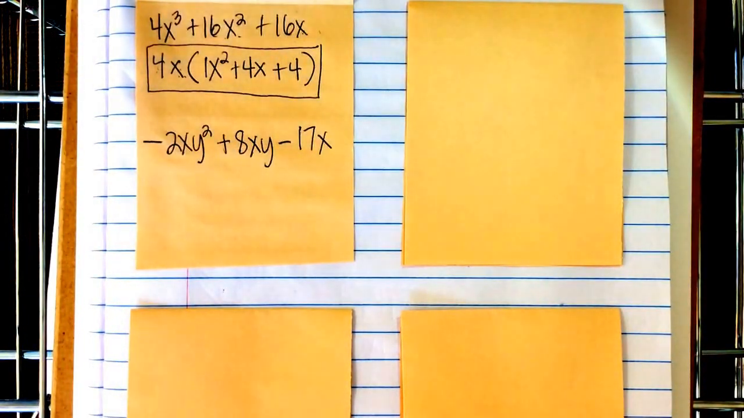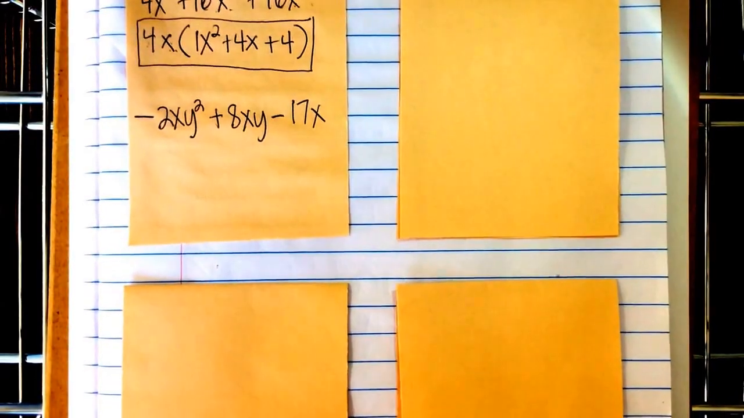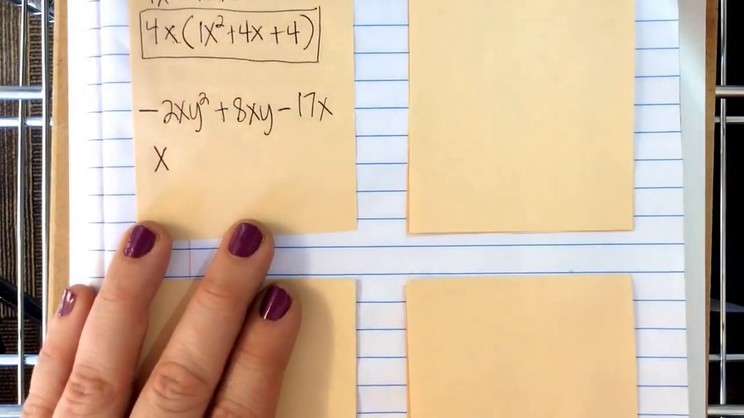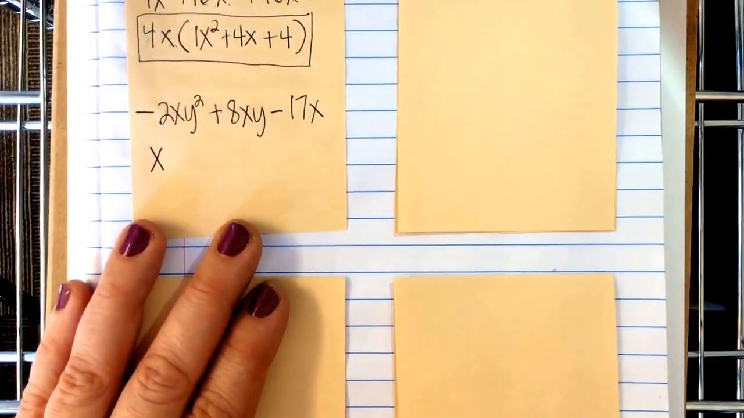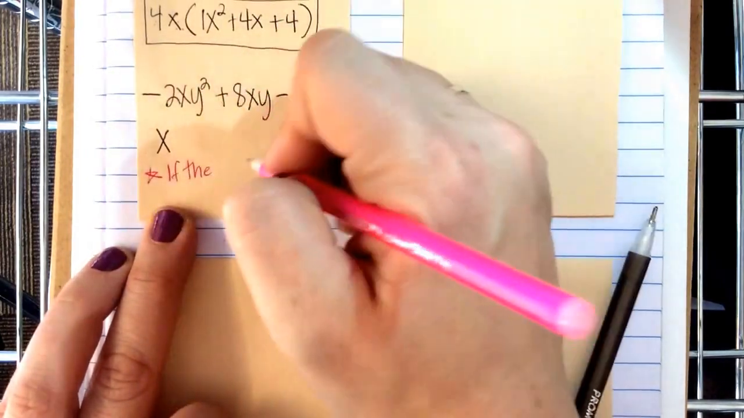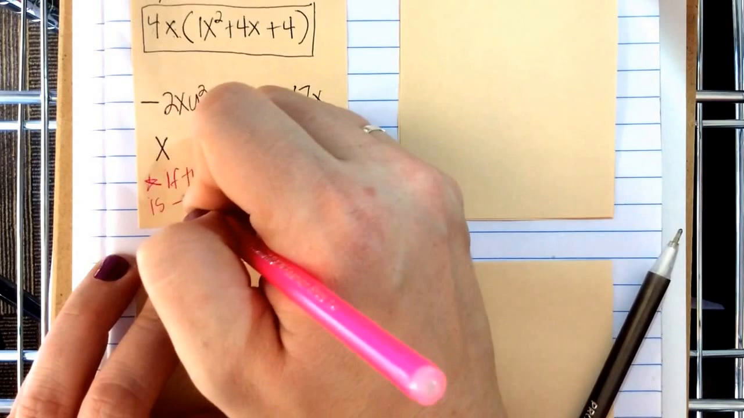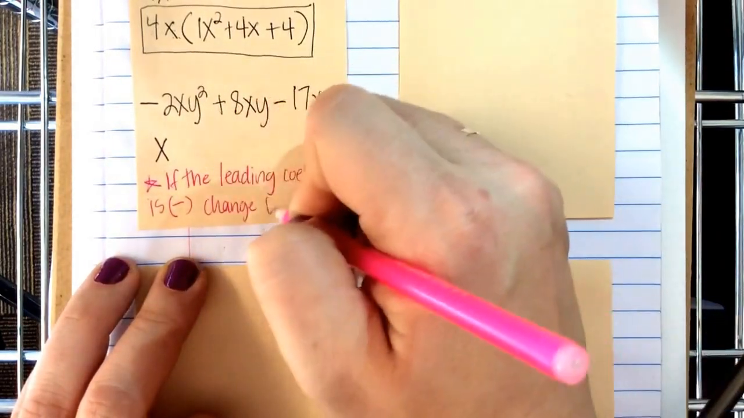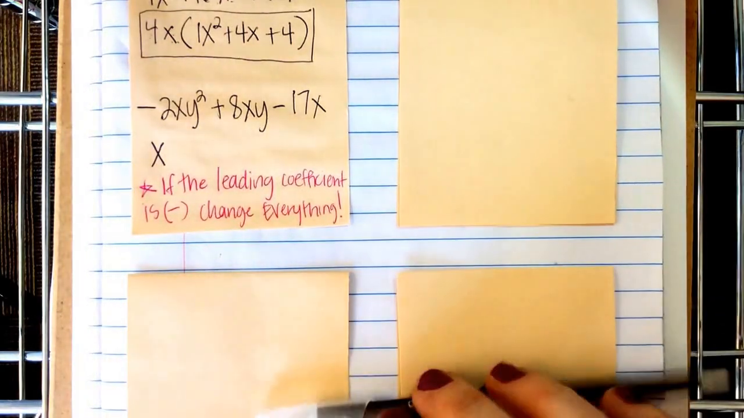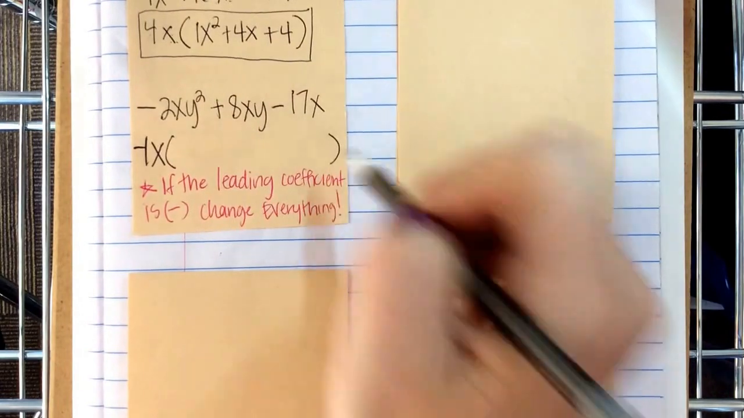Looking at this example. Negative 2xy squared plus 8xy minus 17x. What do they all share? They share an x. And there's something else that you need to take out. It's not necessarily that they share it, but there's a rule. If the leading coefficient is negative, change everything. Remember we talked about you cannot have a leading coefficient that's negative. So I'm going to take that negative away. I'm going to take out a -1. So that means everything else changes.